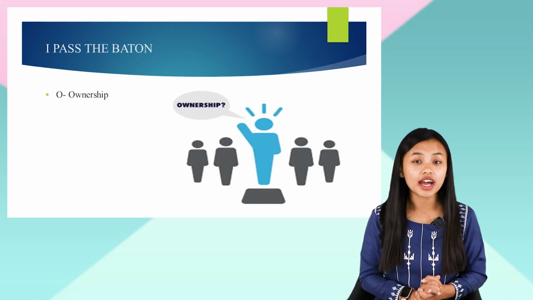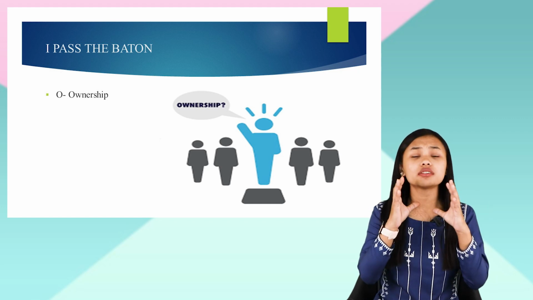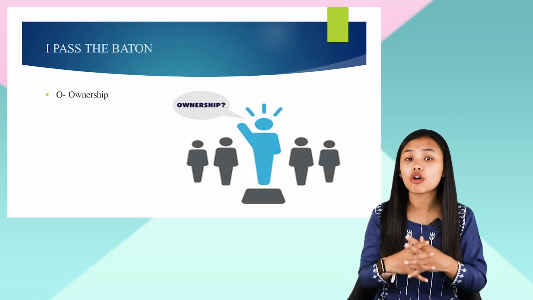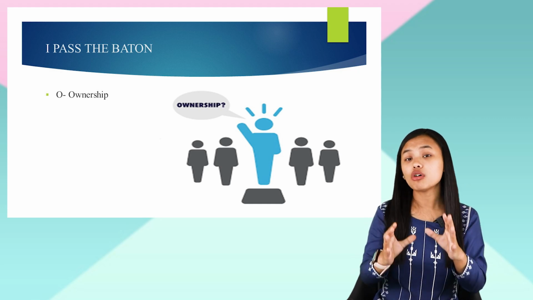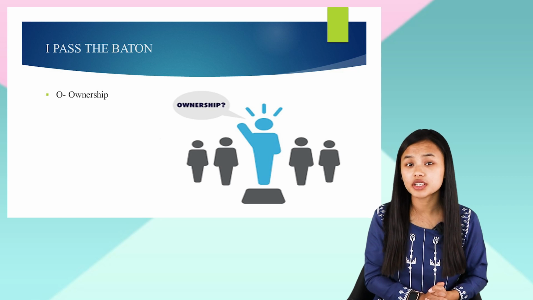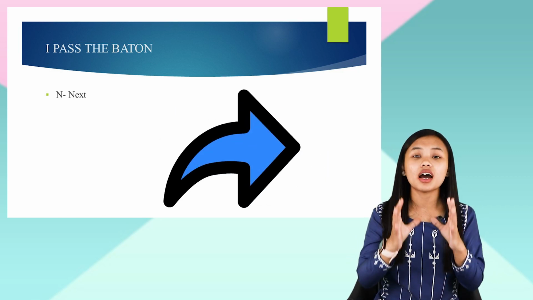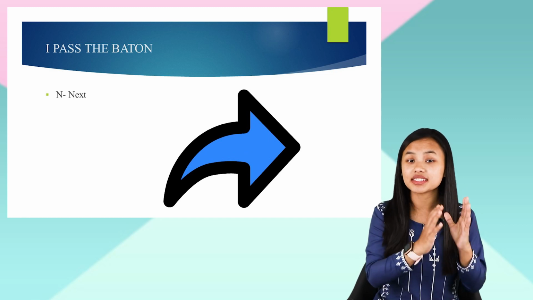And then O, which stands for ownership. Here you must also know who is the responsible nurse, the doctor, or the team. And you must also include the patient and the family members in the responsibilities, which can help them improve their health. And the last one here is N, which stands for next.